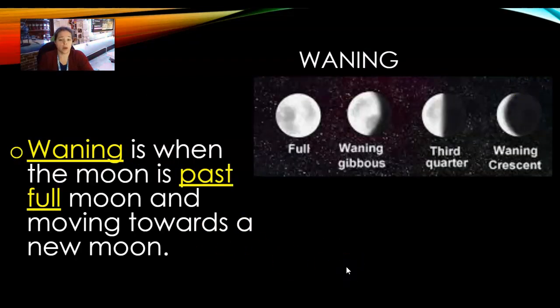The first set we have, or the second set, is the waning. This is when the moon is past the full moon and moving towards the new moon, getting smaller. One way I can remember waning is you're waving goodbye with your left hand. You're leaving with your left. So wave goodbye with your left, leaving, losing moon, waning. All right.